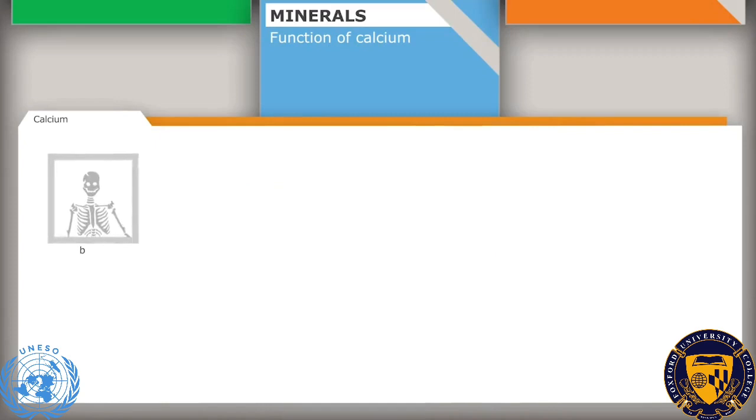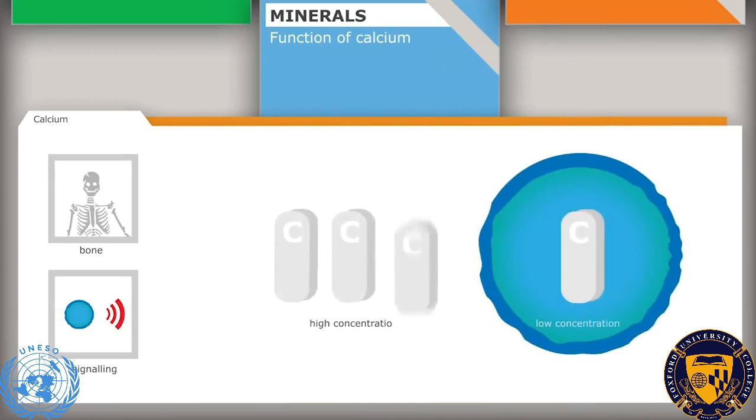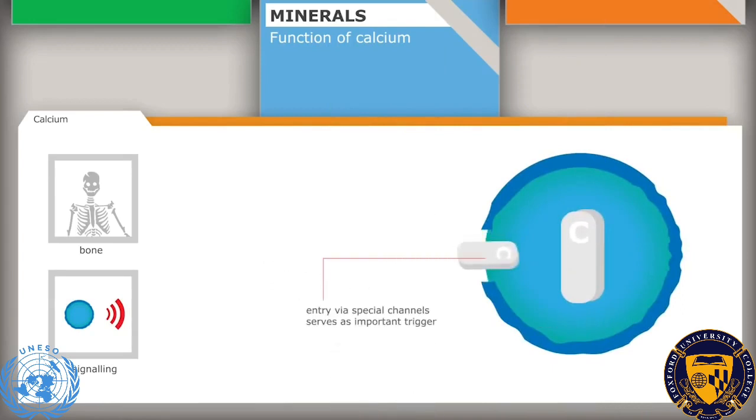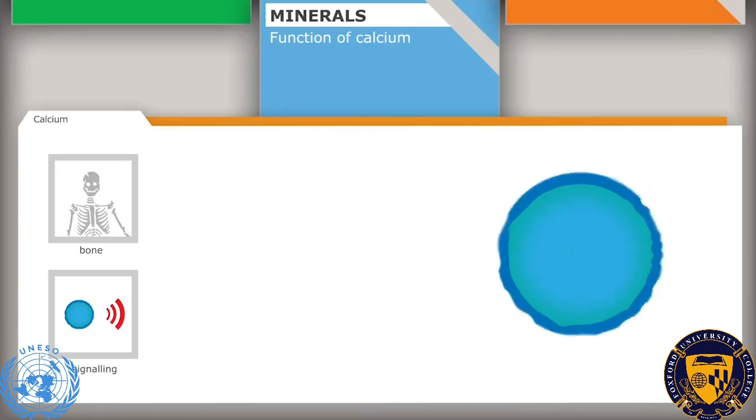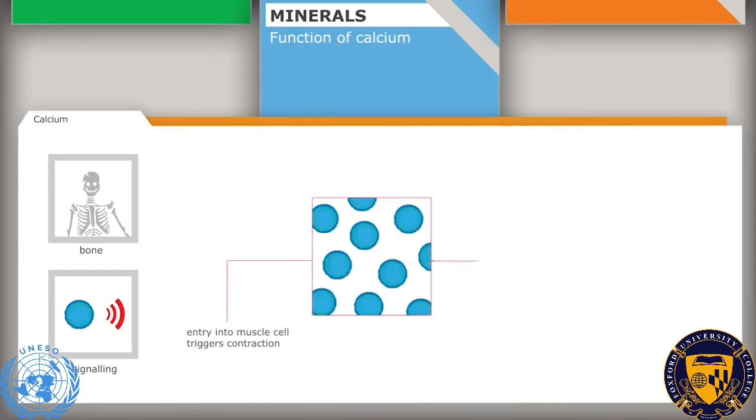Besides its role in bone, calcium is an important signaling molecule for cells. The concentration of calcium outside cells is much higher than inside cells. The entry of calcium into cells via special channels serves as an important trigger for cells to perform certain functions. For instance, the entry of calcium into muscle cells triggers their contraction.